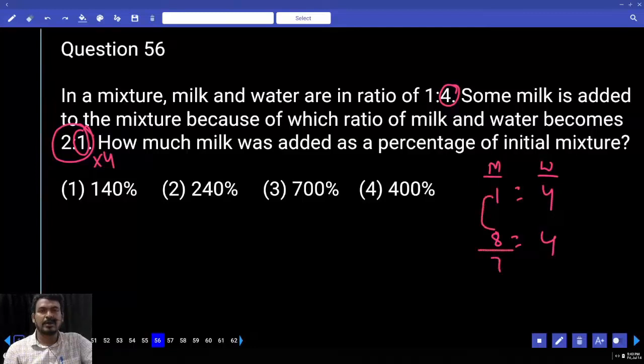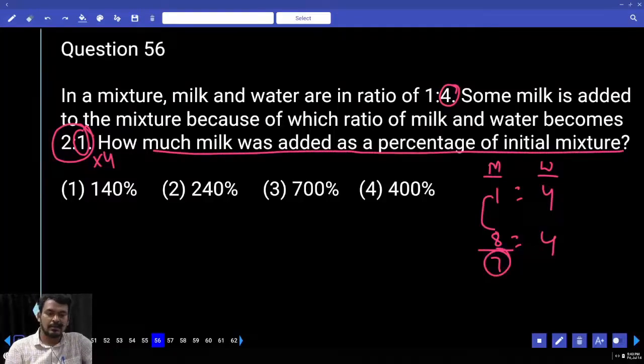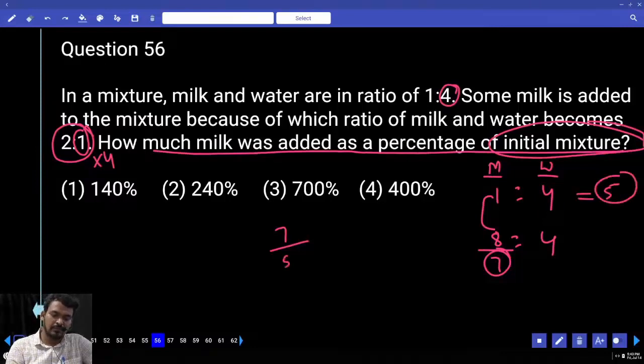7 parts. What is the question here? How much milk was added as a percentage of the initial mixture? How many parts of milk are added? 7 parts. It is what percent of the initial mixture? The initial mixture is how many parts? 5 parts. Then we write 7 by 5 into 100. What is the percentage? 140%.